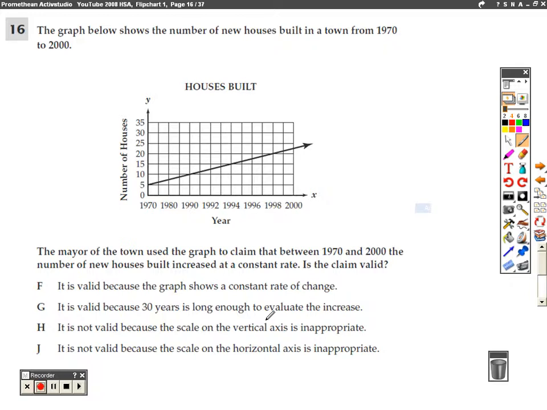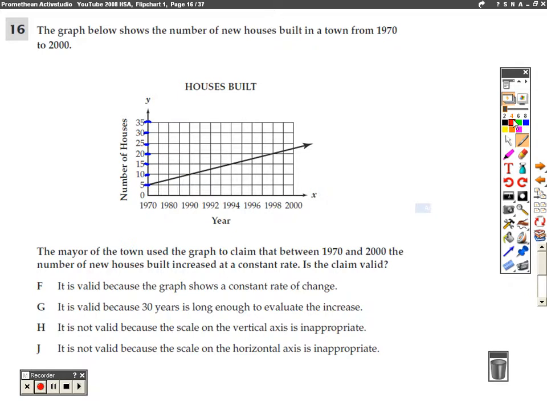When you're trying to determine whether a claim is valid or invalid based on a graph, the first thing you want to look at is the scale along the x-axis and the scale along the y-axis to make sure that the scale is consistent, that it counts by the same number every time. If we look at the y-axis on this graph, we can see that the scale is by 5. So we have 5, 10, 15, 20, 25, 30, 35. So that is a consistent scale that goes up by 5s.